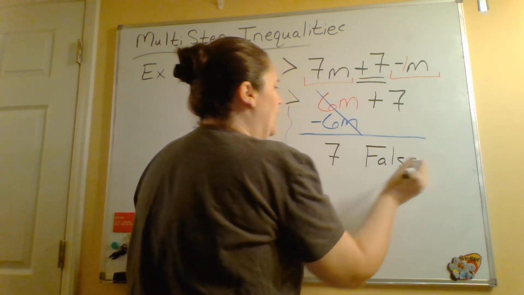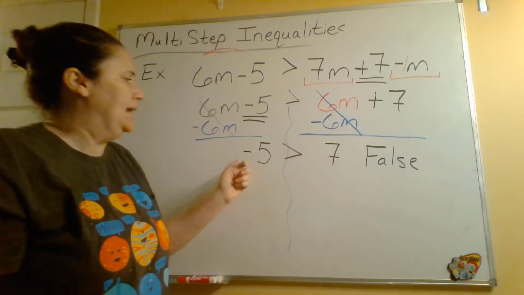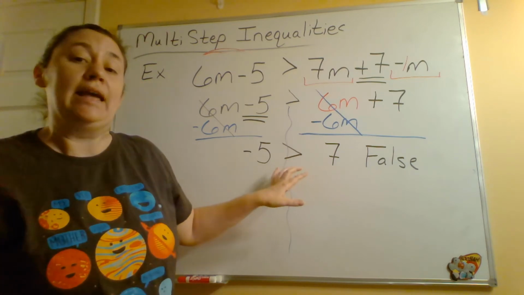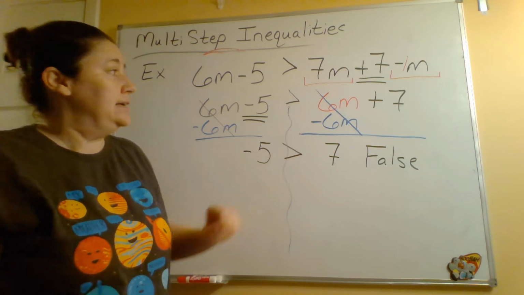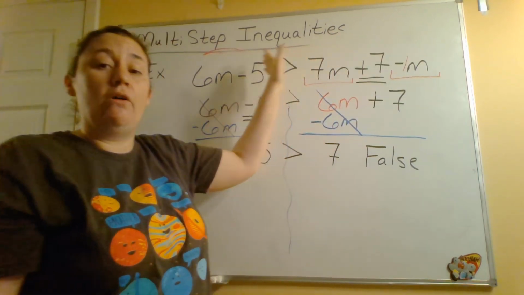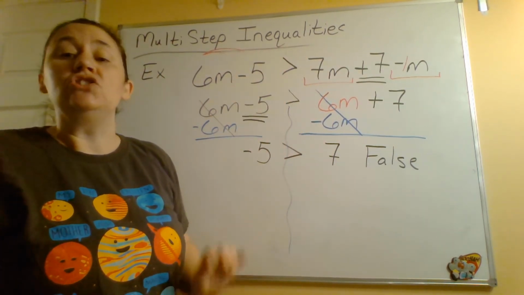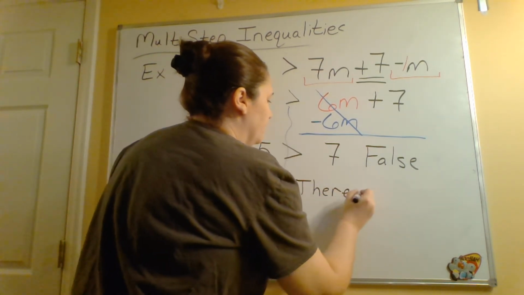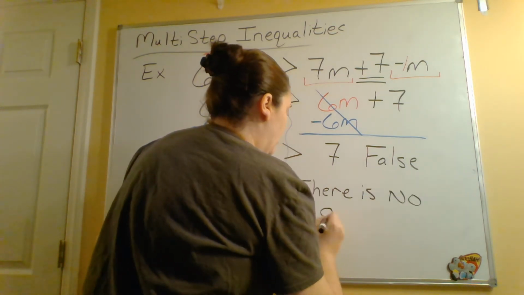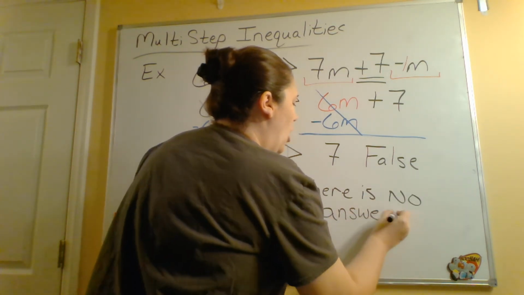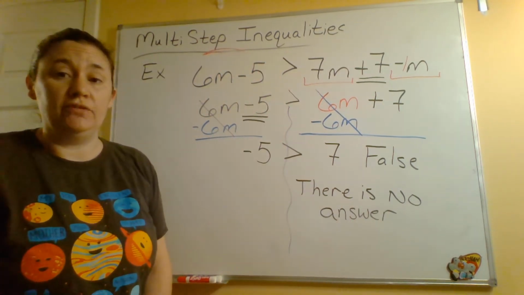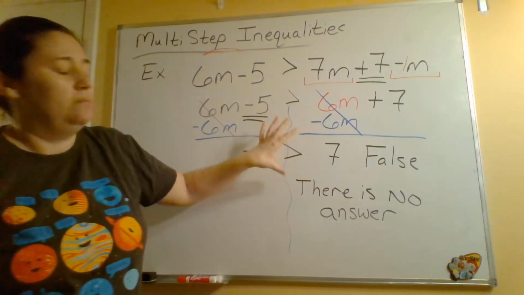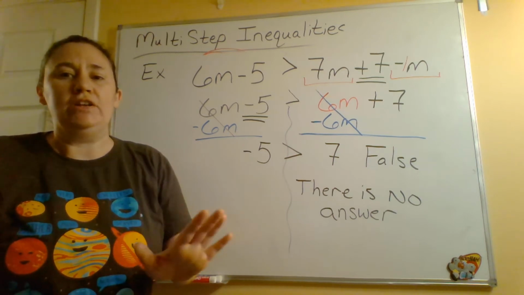When I solved this equation, all the variables ended up going away, and I'm left with something that is not true. This is a false statement. This is a lie. What that means is this whole inequality up here is a lie. It's not true. That means there is no answer. Of all the numbers in the entire universe, there is not one number that you can put into this inequality for m that will make this true. I'm sorry, I keep saying equation, but I mean inequality.